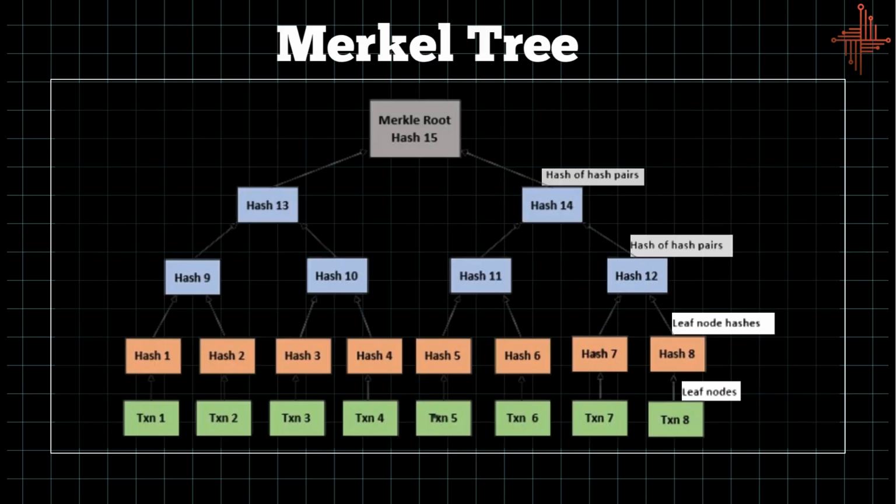Here's a diagram of a Merkle tree. Let's say you have many transactions. One block can consist of 20,000 transactions in Bitcoin. So you'll have to store these many transactions, and it will occupy a lot of space. To save space, we use this Merkle tree data structure.